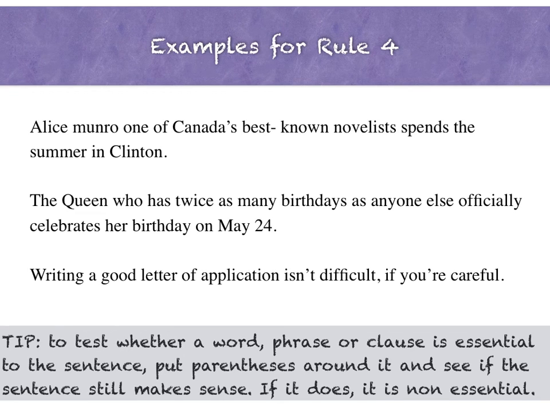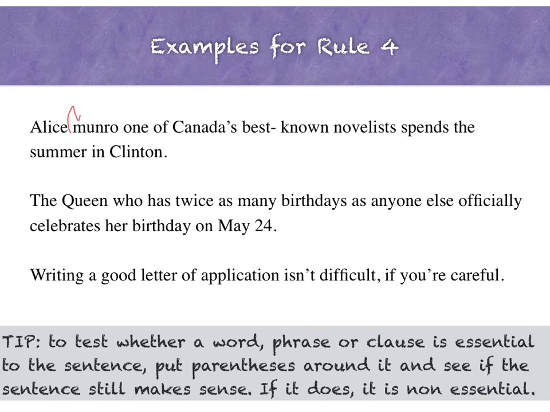Here's some more examples for rule number 4. In this first one, it says, Alice Munro, one of Canada's best-known novelists, spends the summer in Clinton. Now, this sentence is actually almost hard to read based on the way that the sentence has been put together without commas. Alice Munro, one of Canada's best-known novelists, spends the summer in Clinton. What is this sentence actually trying to say?